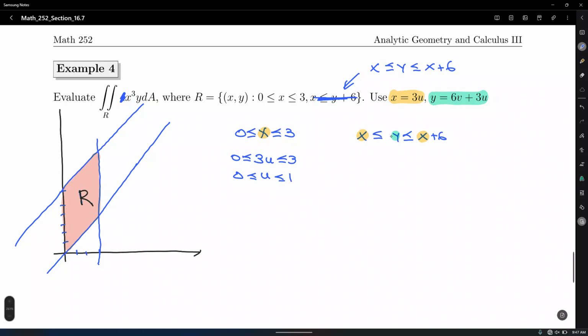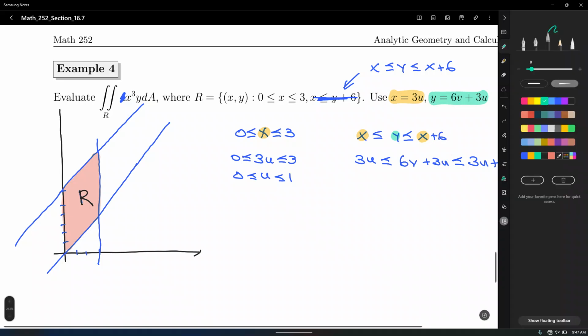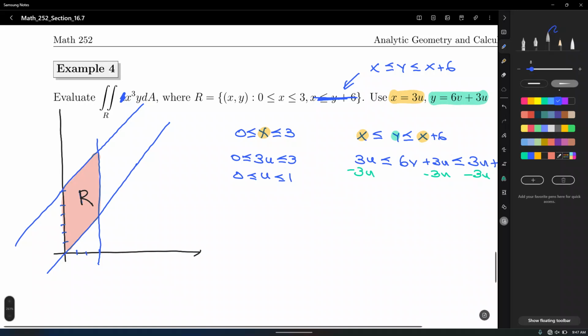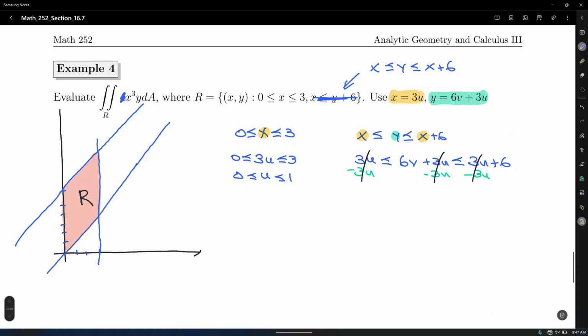What about y right here? First of all, y, that's 6v plus 3u, is less than or equal to 6v plus x, which is 3u, plus 6. Now, do you see how the 3u's are going to get canceled on the 3 sides of the inequality? Cancel, cancel, cancel. And that's going to leave us with a simple inequality: 0 less than or equal to 6v less than or equal to 6. And dividing the 3 sides of the compound inequality by 6, that's going to leave us with 0 less than or equal to v less than or equal to 1.